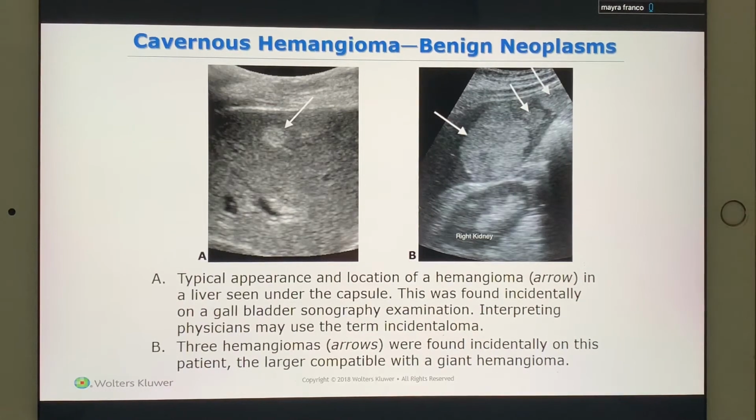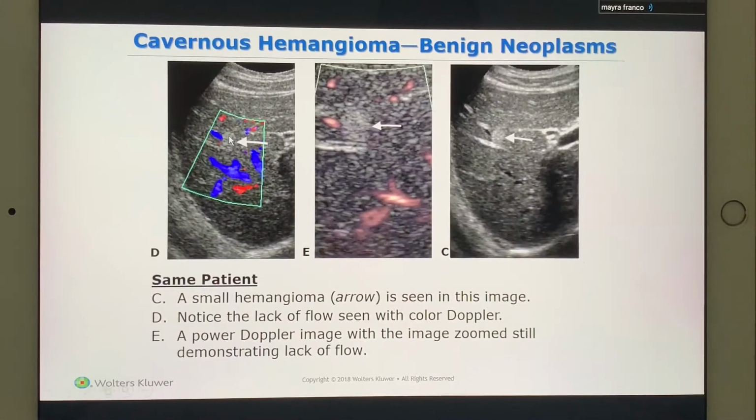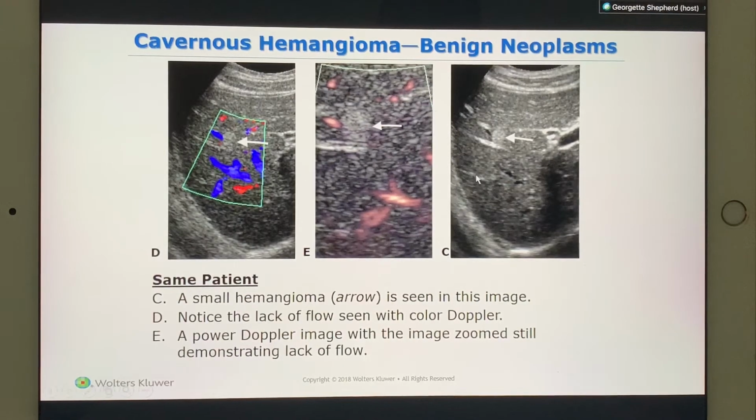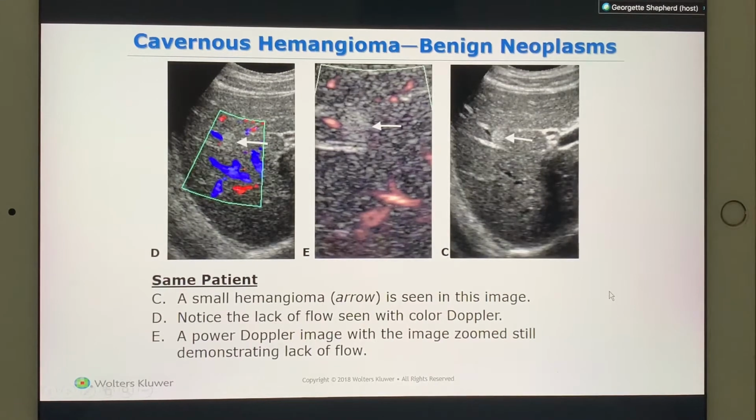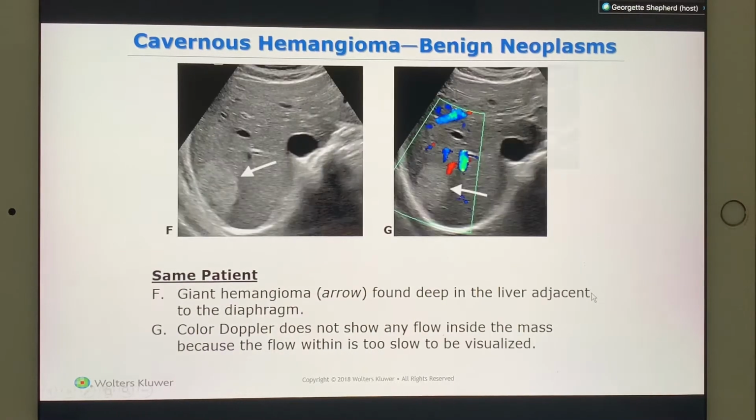Here's a hemangioma. Here's a hemangioma, and here's a hemangioma. You are usually not going to see blood flow in these. Even though it's a vascular tumor, you're not going to see flow within the hemangioma. They're usually always going to be hyperechoic.